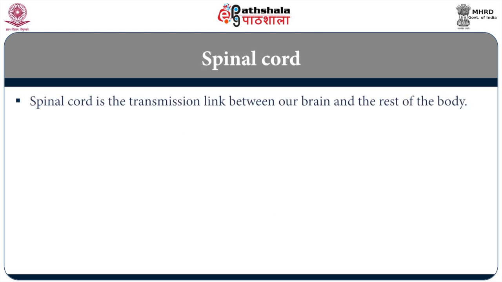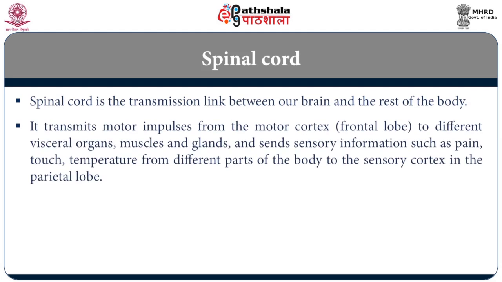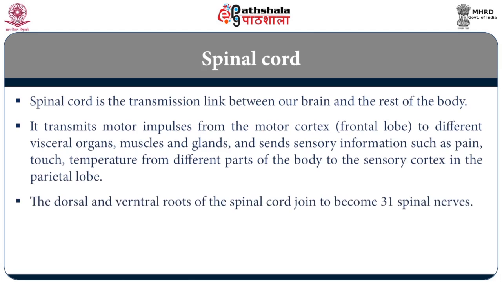Basically, spinal cord is a transmission link between brain and the body. It transmits motor impulses from motor cortex, which is in the frontal lobe, to different organs, muscles, glands, and sends sensory information such as pain, touch, pressure, temperature from the body to the brain. The dorsal and the ventral roots join to become nerves. So 31 pairs of spinal nerves. You have seen the picture already in the previous module.